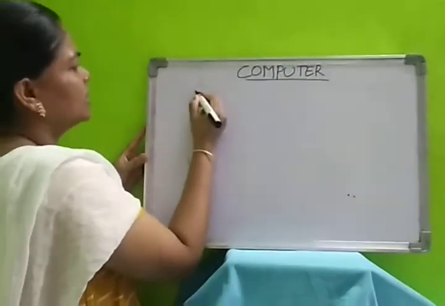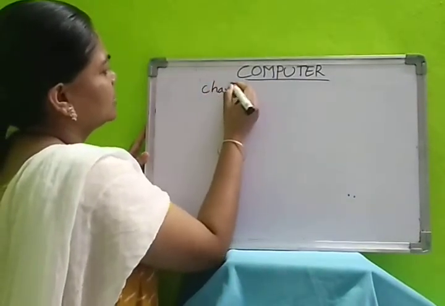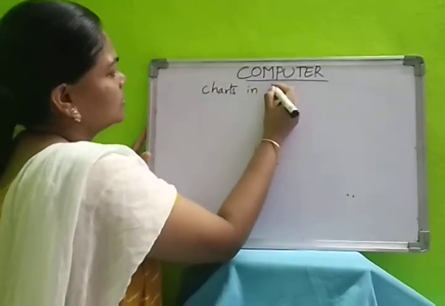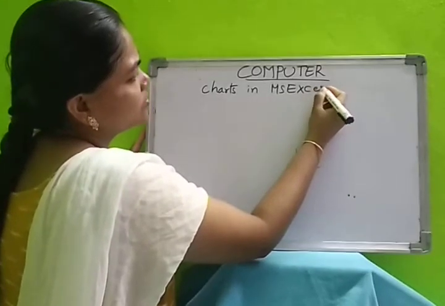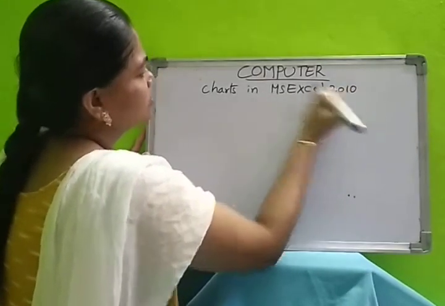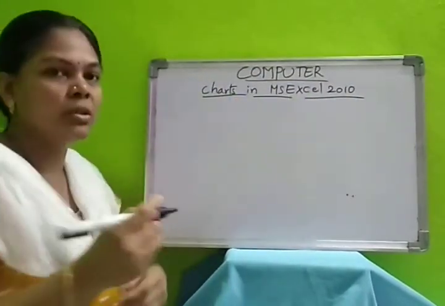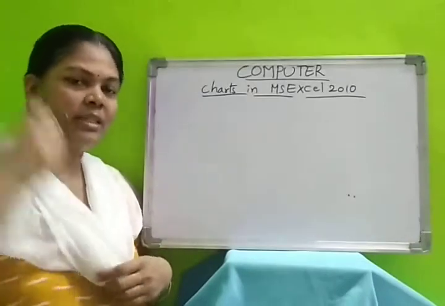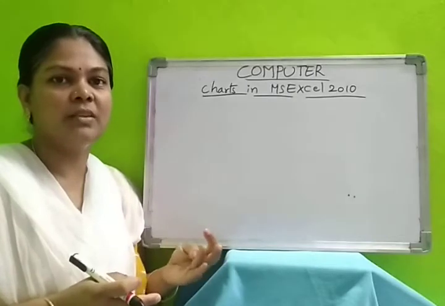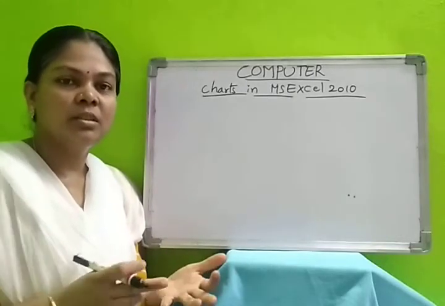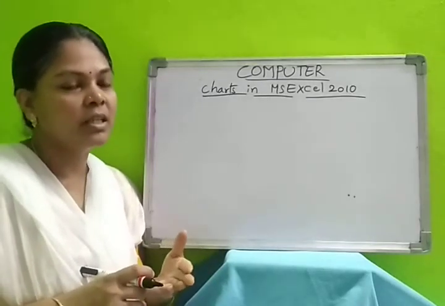So in this we are learning about MS Excel. The topic is charts in MS Excel 2010. In the last class, we learned how to enter the records into the Excel sheet, and how to find the values: total, average, minimum, maximum and count. All those, how to calculate, we learned in the last class.